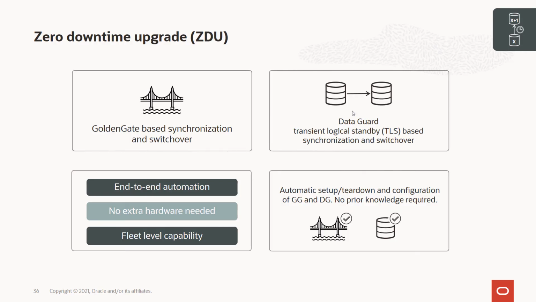So in this case, it will set up the physical standby first, then convert it to logical standby, do the upgrade, sync back, and then convert it back to a physical standby by flashing back to the previous incarnation the former primary database. So it's quite complex, but it's possible to achieve all this using zero downtime upgrade. So it's really an end-to-end automation, but you need to have the licenses for either Golden Gate or Active Data Guard in order to use this feature.